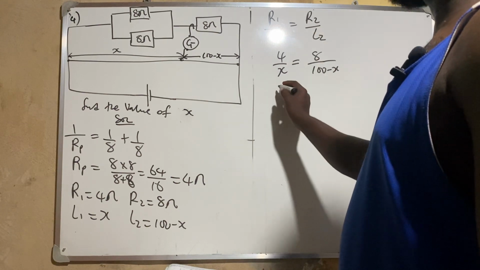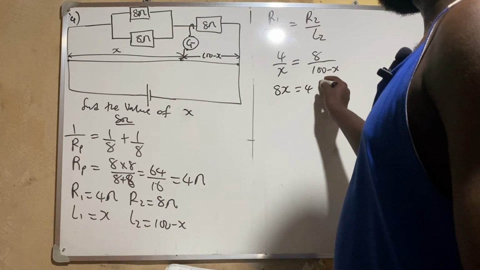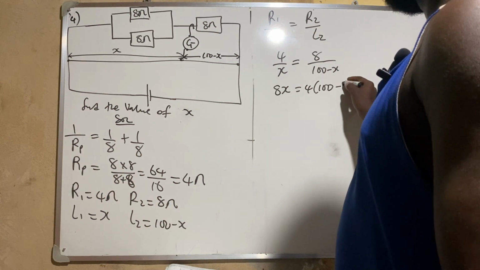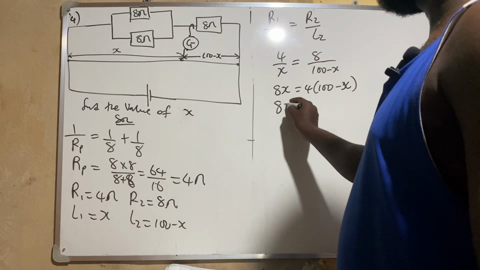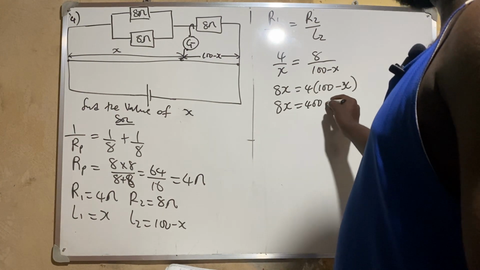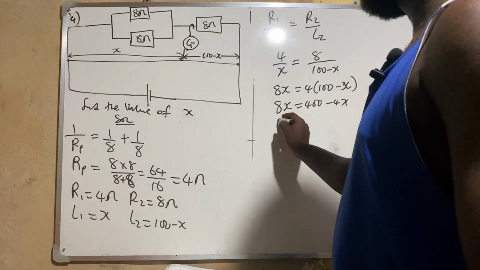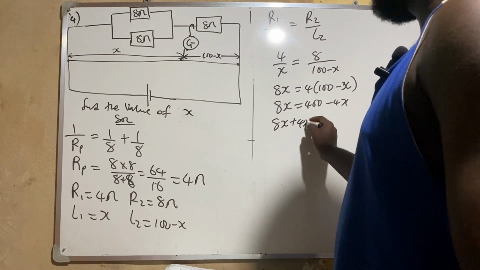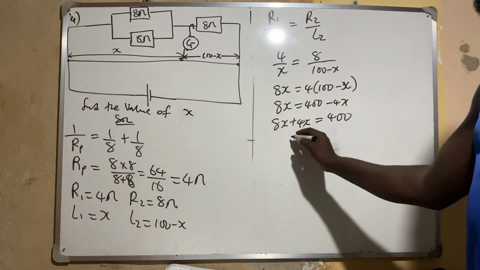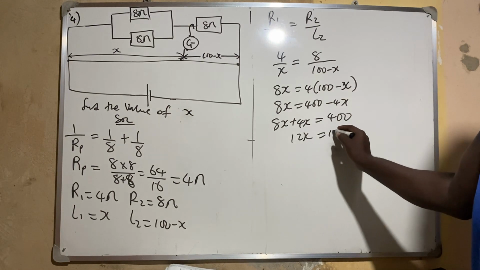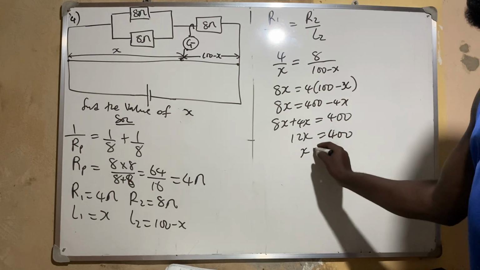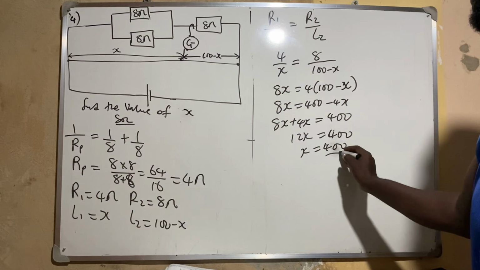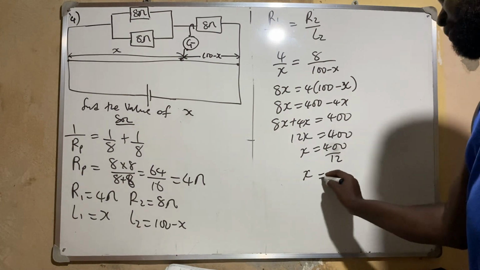So cross multiply to have 8x is equal to 4 into 100 minus X. So clear bracket, 8x is equal to 400 minus 4x. Collect terms: 8x plus 4x is equal to 400. So 12x is equal to 400. So my x will now be 400 divided by 12. So my x is equal to what?